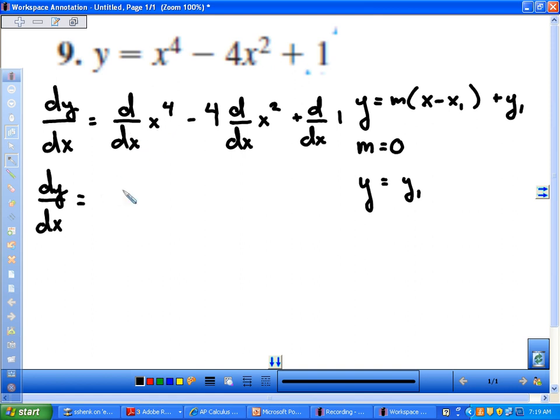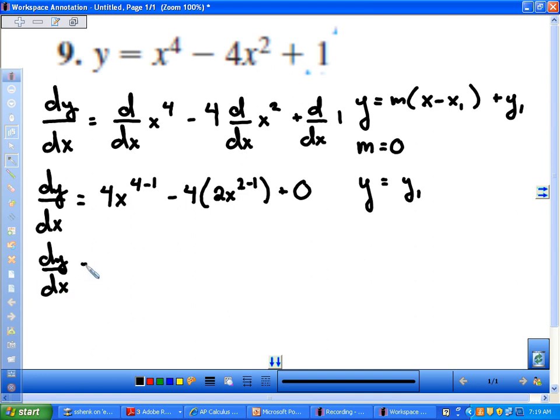Derivative of x to the 4th. Using our power rule, what would the derivative of x to the 4th be? Yep, 4 times x to the 4 minus 1. Minus 4 times, what would the derivative of x squared be? 2x to the 2 minus 1. The derivative of any constant is 0, and make sure you write that 0 initially to show that you know that the derivative of a constant is 0. Now, simplifying this down, dy/dx is 4x to the 3rd minus 8x. So that represents our slope anywhere on the curve.